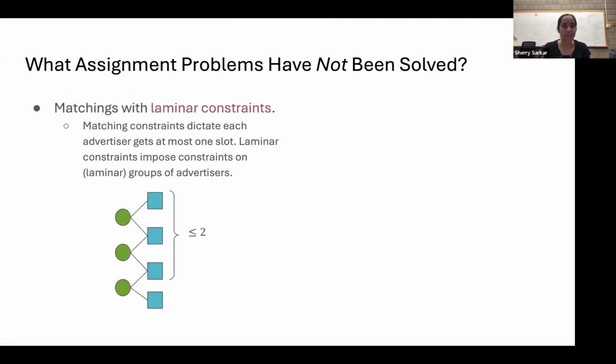Matchings with laminar constraints basically looks like the same matching problems that we had before, but now we have extra laminar constraints on groups of advertisers. So for example, these 3 advertisers can get at most 2 ad slots. This is still a matching problem. This is still an assignment problem. But when you add these extra constraints, the techniques fall apart.